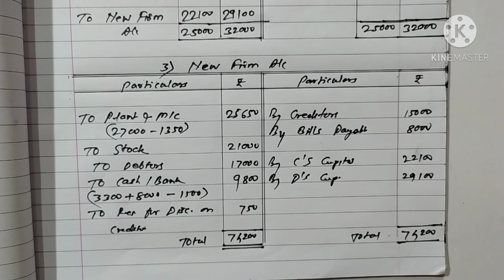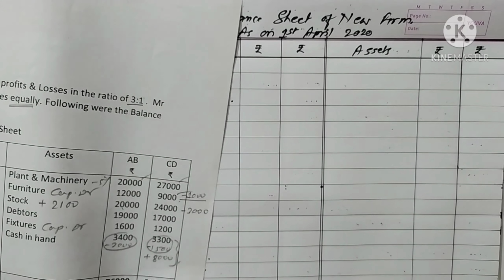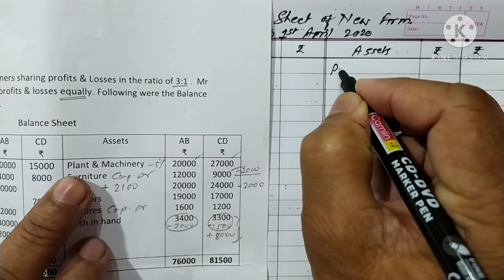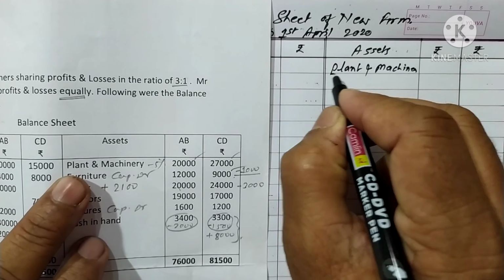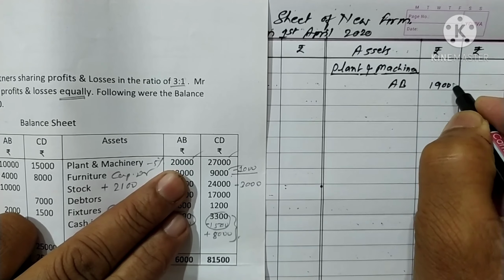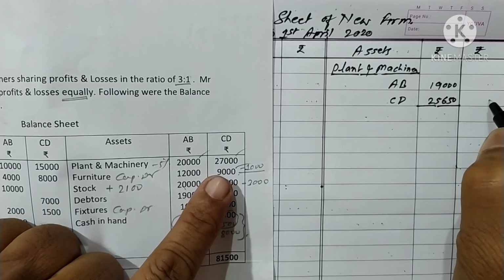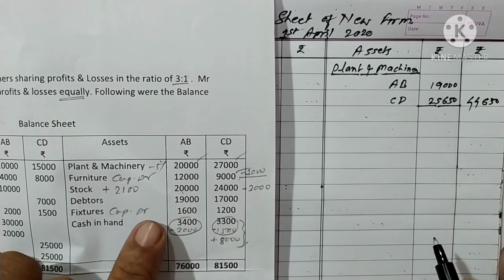Now we go to third part, C part. C part is like this one. Balance sheet of new firm as on 1st April 2020, liabilities rupees, asset rupees. First we try to complete the asset side. Here we have to write both firms' assets. Now first is plant and machinery. From AB, 5% less, 19,000. And from CD, 25,650. Now we make totals, 44,650.